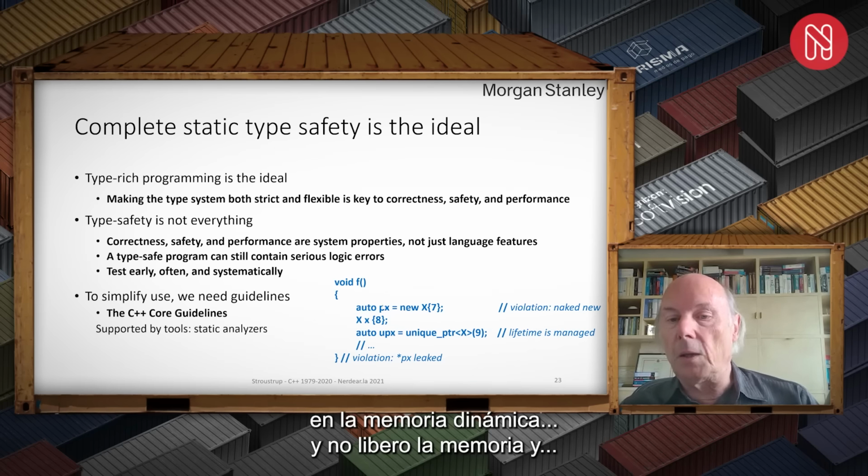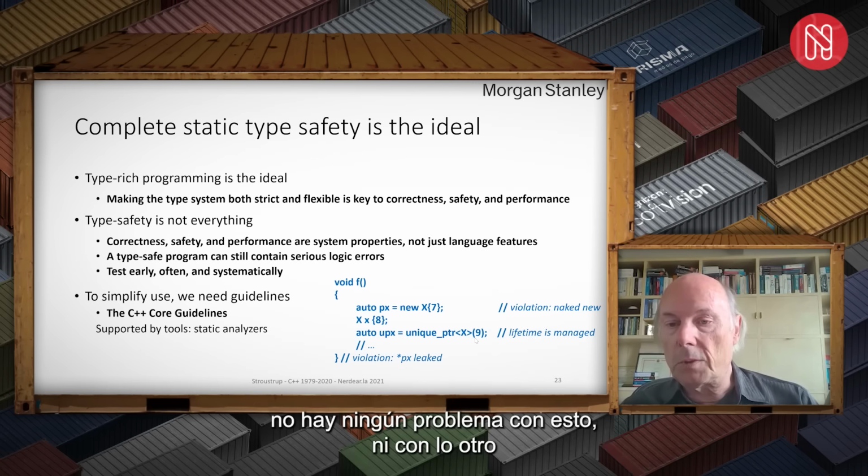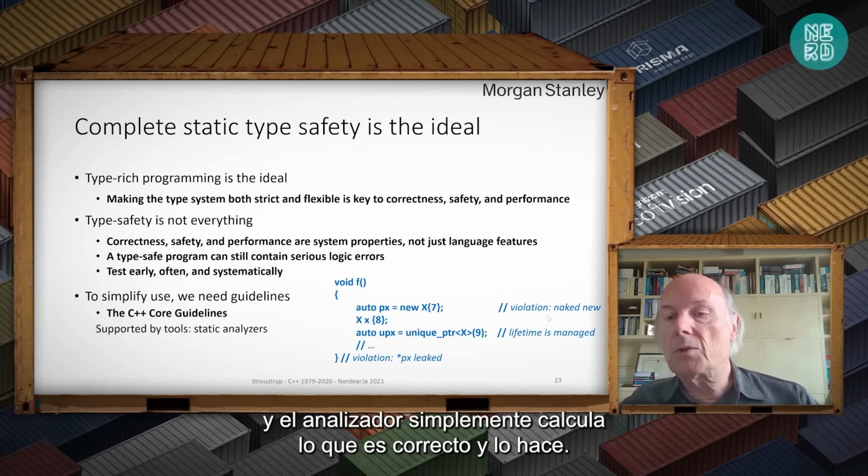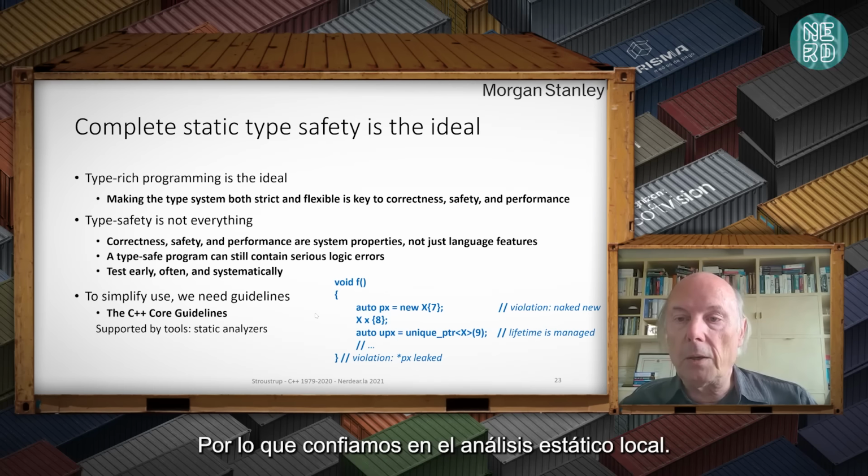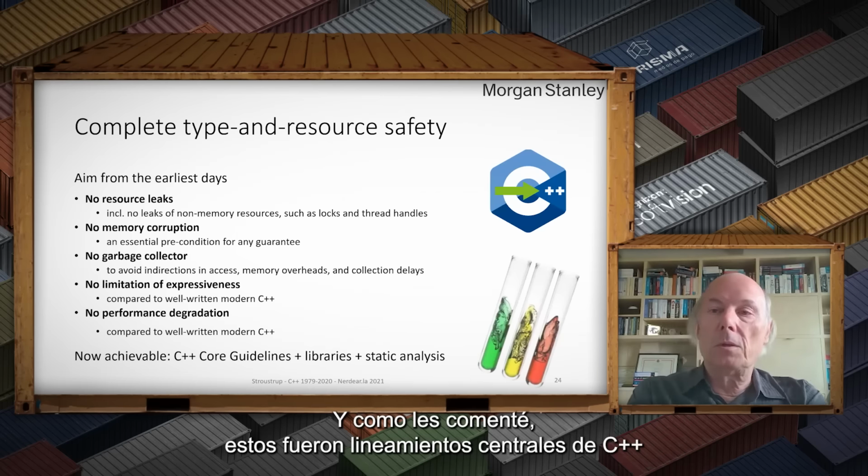And that I leak that one. And there's no problem with this, there's no problem with that. And the static analyzer simply calculates what is correct and does it. So we rely on local static analysis. As I said, this was the C++ core guidelines.